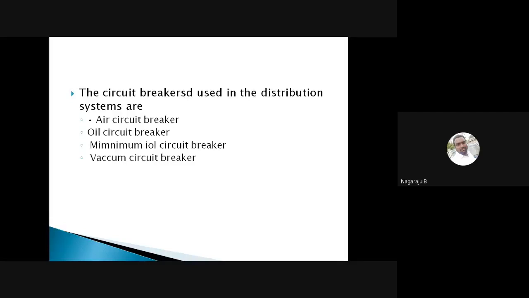Circuit breakers are classified by their rated voltages. Less than 1000 volts is the low rated circuit breaker, the medium is 1000 to 7200 volts, and for the high rated voltages we have high voltage circuit breakers.